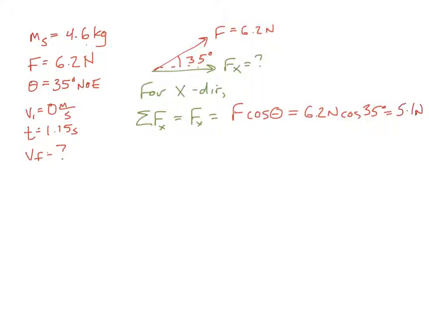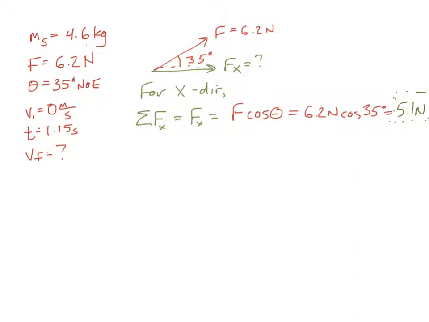In fact, I should write that in green, because I usually like to write my x values in green and my y in blue. So 5.1 newtons. I'm going to dotted line box that. It's not the final answer, but it's an important component to our final answer. So that's the net force in the x direction.